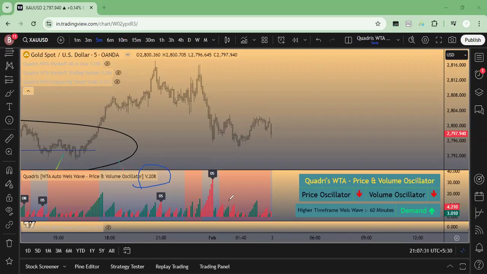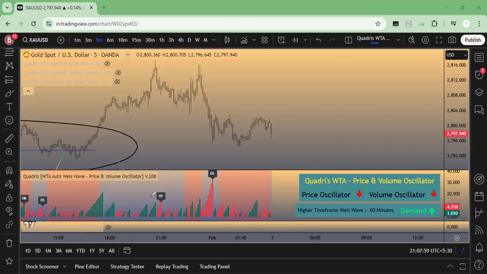based on the one which I had issued previously, that was 164, the Weis wave auto price and volume. So now what I did is I added price oscillator and volume oscillator into it, and then higher time frame, and then this background. So this is what 208 has to offer when compared with the 164 version.